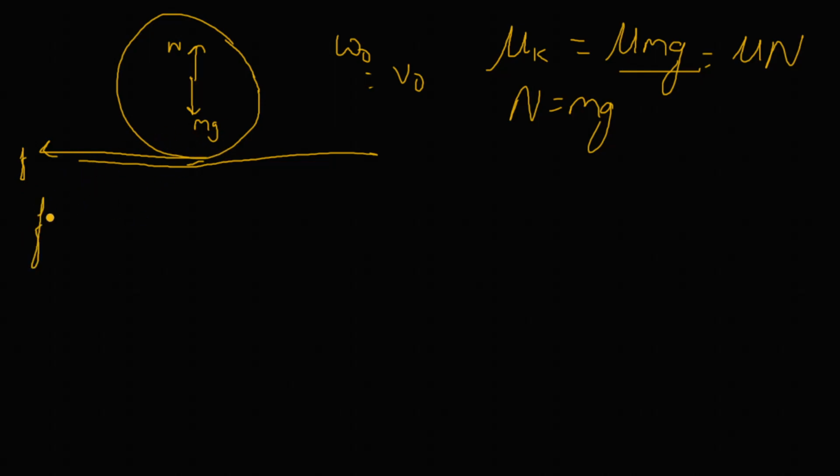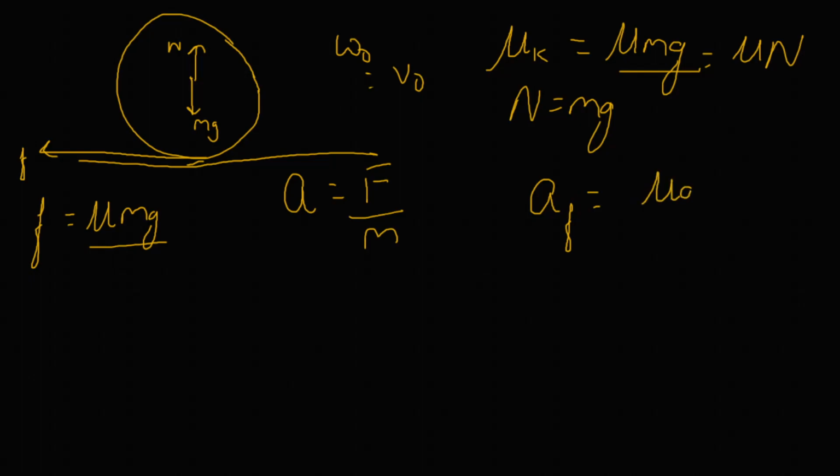So we know that frictional force equal to mu mg. There's a force towards minus I cap, but what's the acceleration of it? So we know that acceleration equal to force by mass. So here force is equal to mu mg, so acceleration due to friction is going to be mu g. Alright, this is what we have.